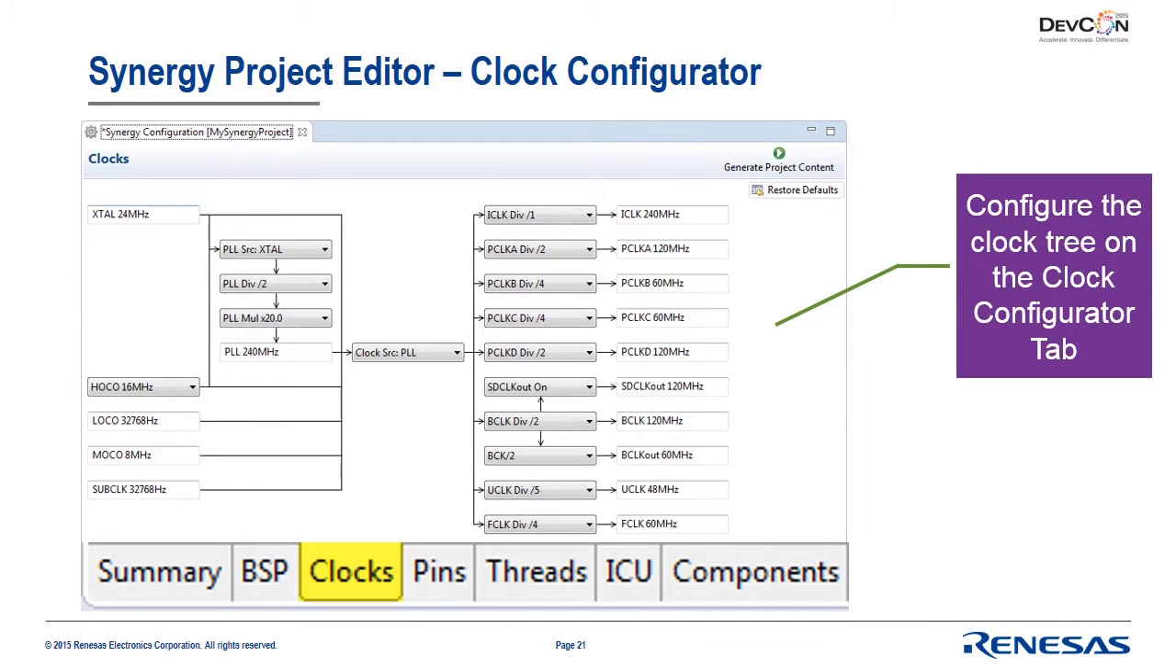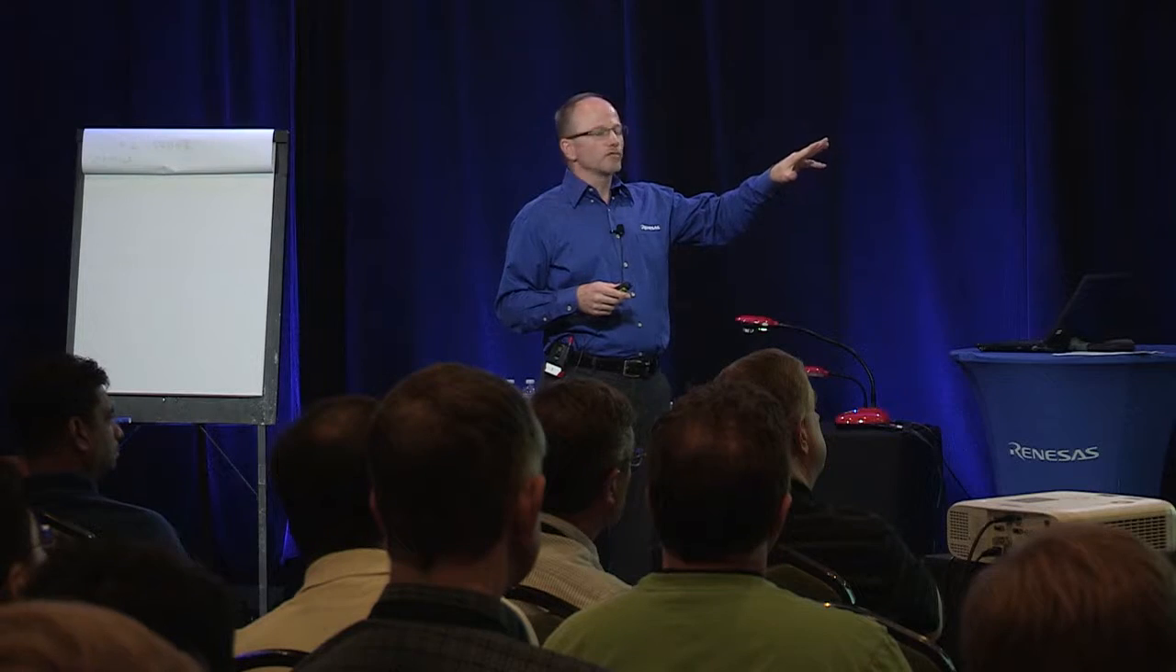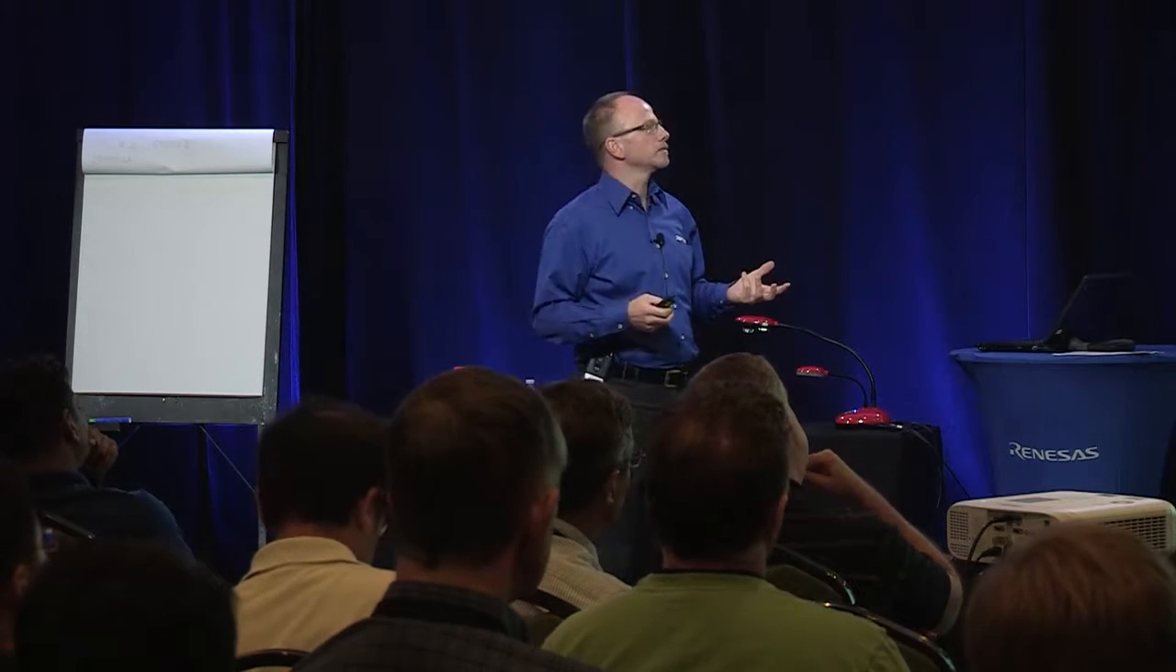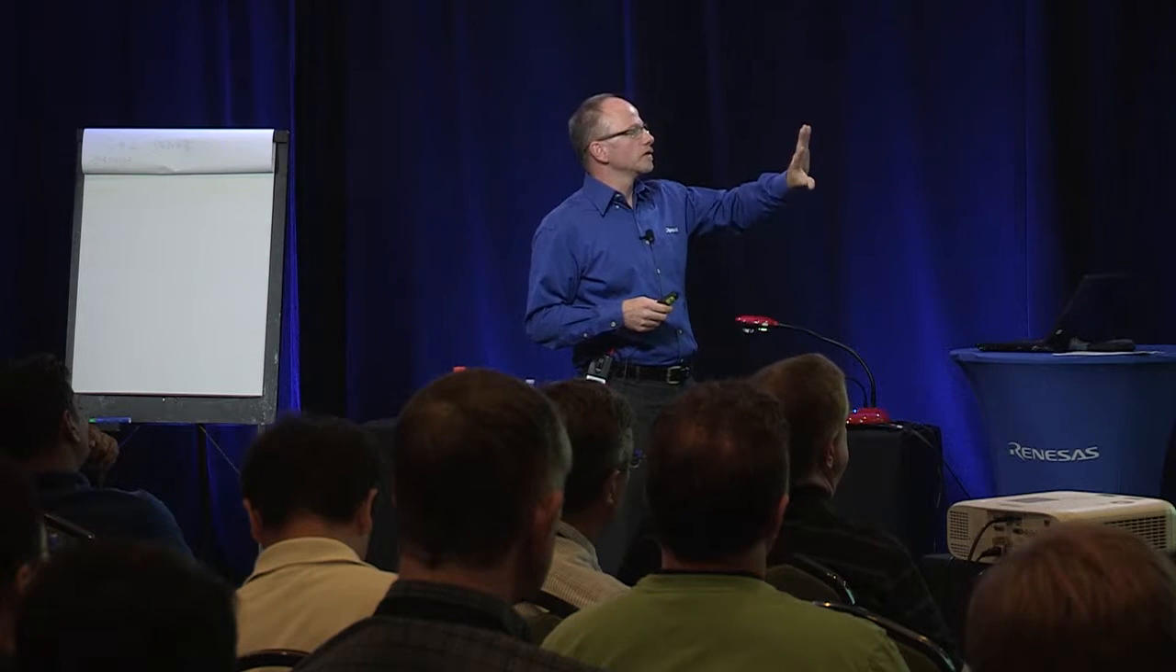The next tab is the clock configurator. So every MCU obviously has a clock tree, and you need to be able to configure the clock tree in order to supply all the peripherals with the desired frequencies. So what we did on the clocks tab in the clock configurator is we give you a graphical view of the clock tree, and you're able to make changes right here on this configurator. Basically, for example, you would change clock sources, you would change PLL dividers, you would change multipliers, things like that, until you have your clock tree and the outputs, the modules, just the way you want it.